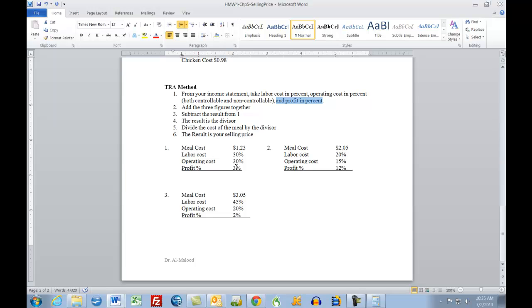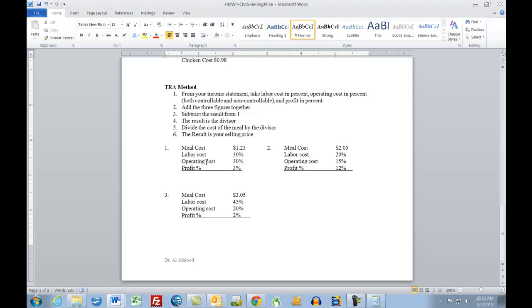So I will be providing you with some data. I'm giving you the meal cost right over here. So this particular meal is $1.23. And I'm giving you a very abbreviated version of an income statement and expenses. Usually you're going to find a lot more expenses, but for the sake of this assignment, I'm only using 2. So we're using labor cost of 30%, and the labor cost is 30% of your total sales in your restaurant. And then we're going to use the operating cost, and I'm just lumping all of my costs together as operating costs.